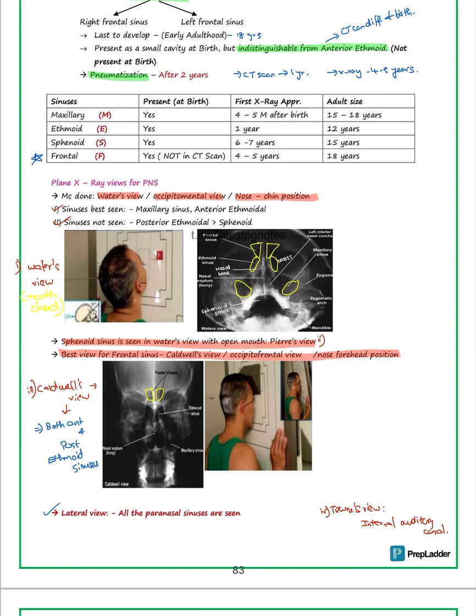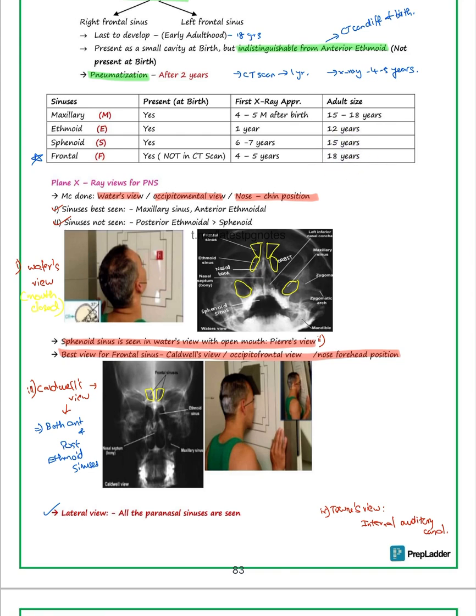The maxillary sinus is present at birth, ethmoid is present at birth, sphenoid sinus is present at birth, and frontal sinus is present at birth. Then for appearance on X-ray, the first is maxillary, which we can see at 4 to 5 years. Ethmoid we can see at 1 year itself. Sphenoid has multiple small cells, and we can see it at 6 to 7 years. Then frontal we can see at 4 to 5 years, whereas frontal at birth is not seen on CT scan. Adult size is mostly reached by 15 to 18 years for maxillary, 12 years for ethmoid, 15 years for sphenoid, and 18 years for frontal.